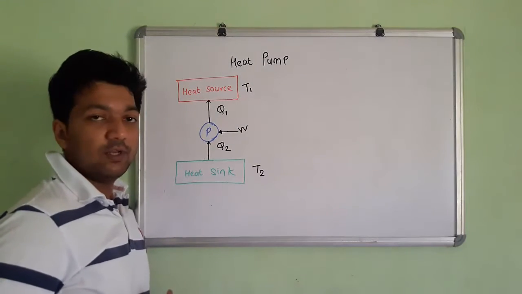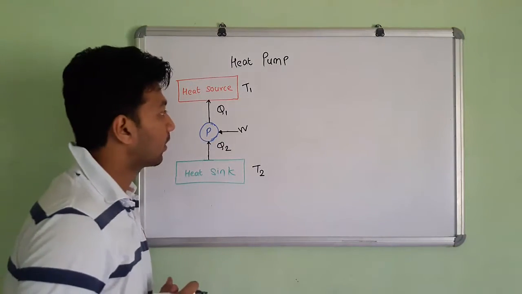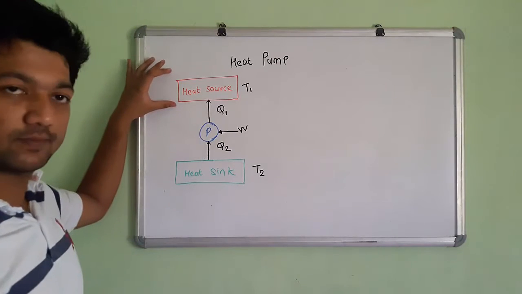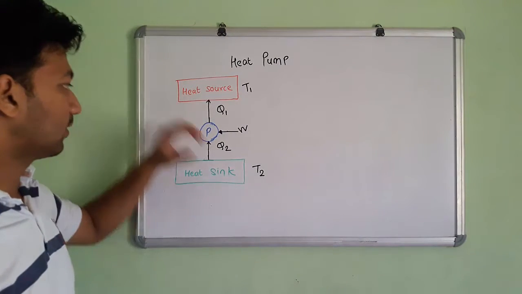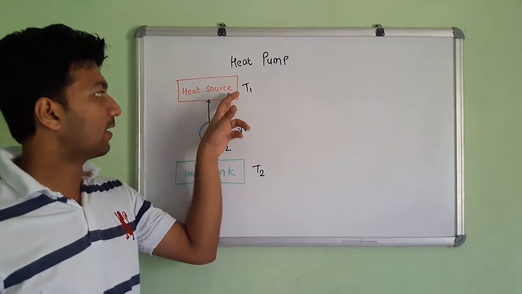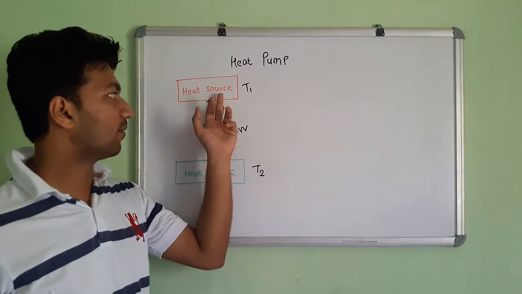The only difference between the heat engine and heat pump is the direction. Heat pump is used to heat the source, by providing external work. From this they heat the source, meaning they increase the temperature of the source. The effect will be the heat source.